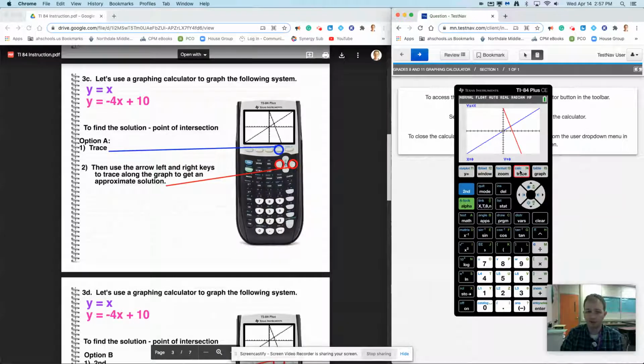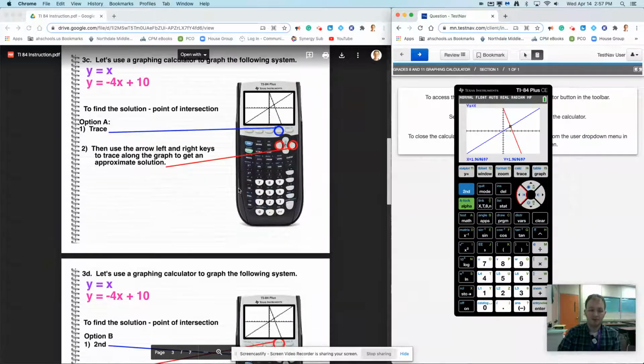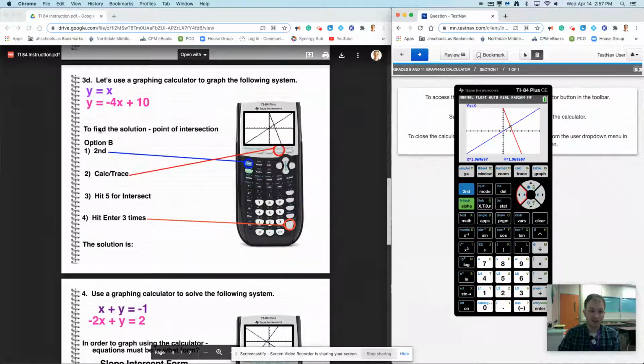If you click trace, it says use the left and right arrow keys to trace along to get an approximate solution. You can see my cursor going along that blue line, and I can get kind of close. Look at that, it's about x equals 1.96. So I'm going to estimate that's probably x equals 2, y equals 2. But you can find the exact answer if you use the point of intersection in calculate. Calculate is in blue here, so I would click second and then go to trace, which is now the calculate button.